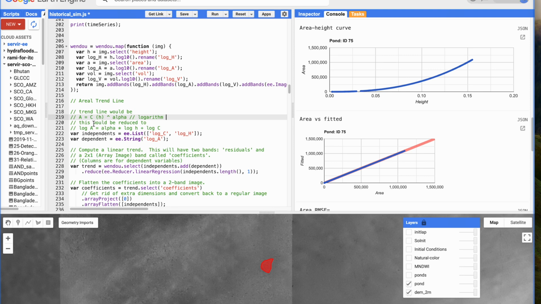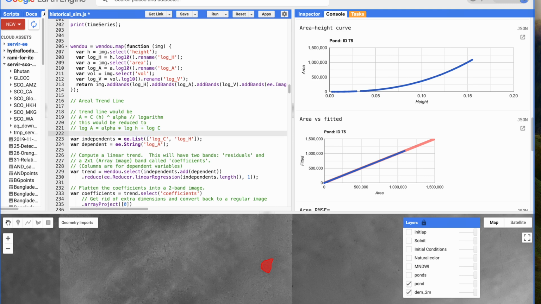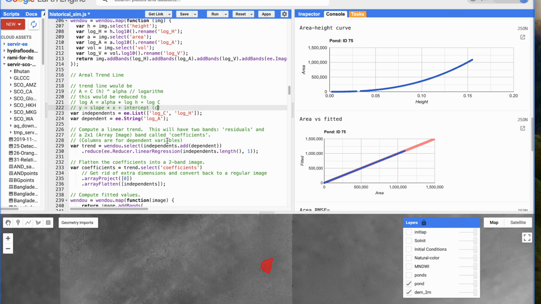This is basically your power-law equation. And when you take a log on both sides, your equation changes to something like this, where log A equals alpha times log H plus log C. So this is very similar to a linear regression of the form y equals your slope times x plus your intercept component. So the fitting is done in that way.